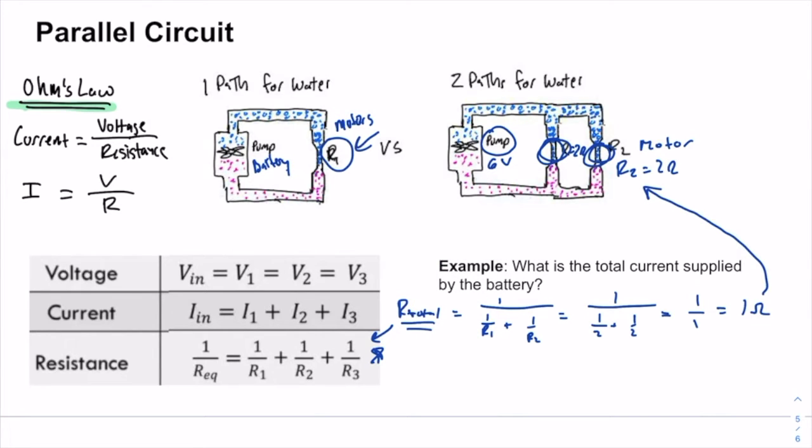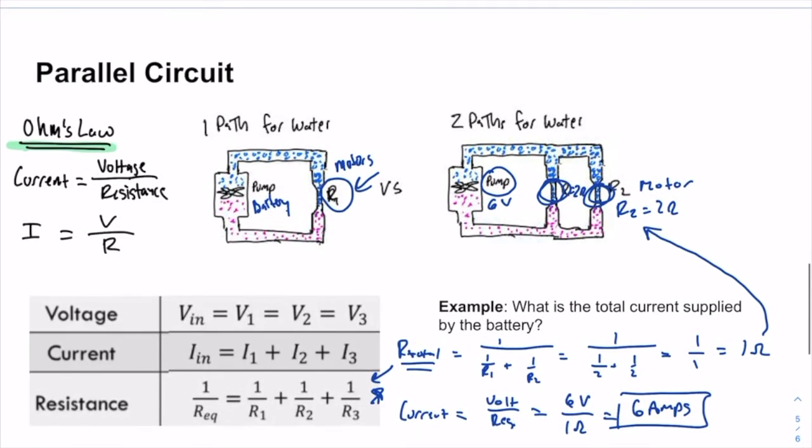All right, so that kind of makes sense, right? It's easier for water to flow with more components in parallel than before, because there's more thin pipes than before. All right? So we calculate current. Current is equal to voltage over resistance, and so we get 6 volts over 1 ohm, and we get 6 amps. All right? Simple as that.